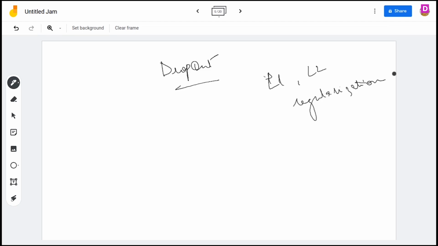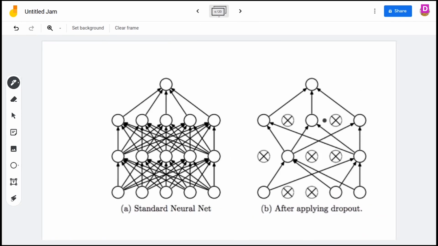Here is a very good diagram, taken from the paper itself. For every dropout layer you have a dropout value. You have this standard neural network, which is a multi-layered perceptron. You can also use this in a CNN, but this is a multi-layered perceptron. Since all of this is very connected, it takes, first of all, a lot of time, number one.